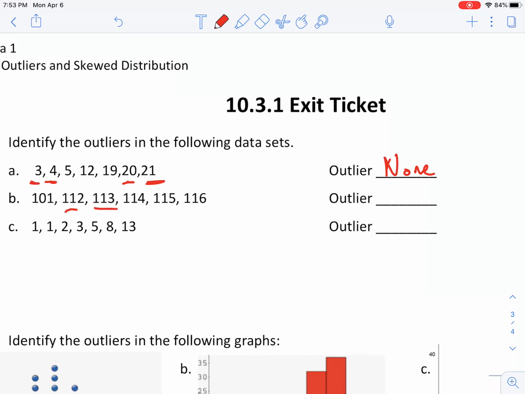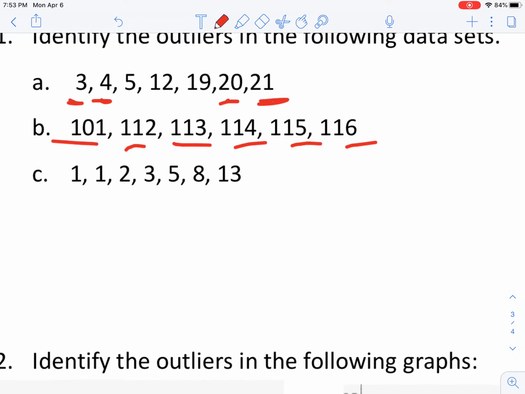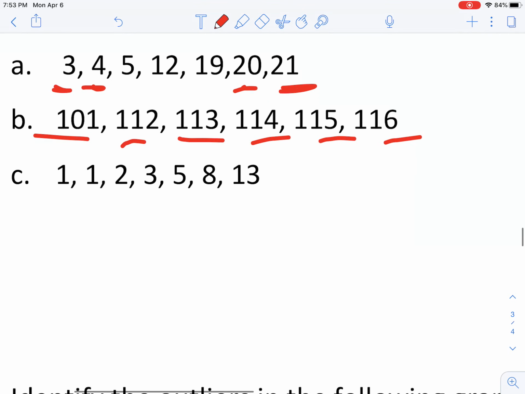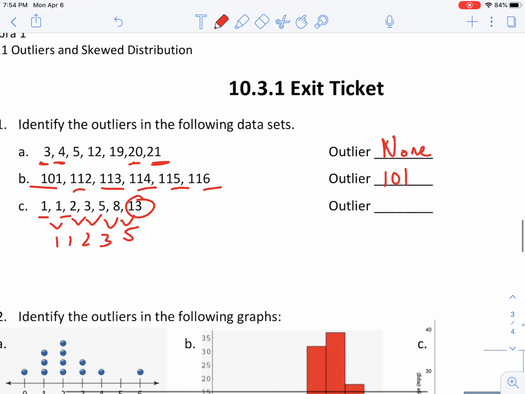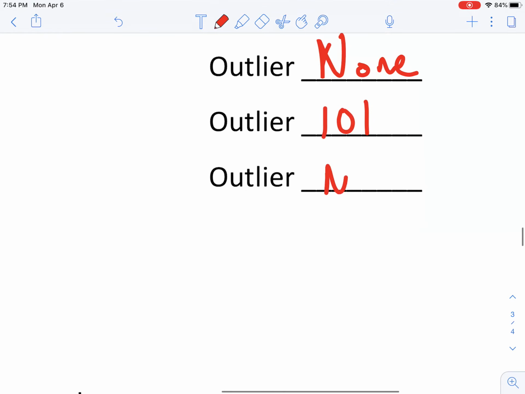In part B, 12, 13, 14, 15, 16, but this one's all the way down to 101, so we're going to say that one's at 101. And then in part C, this is actually the Fibonacci sequence, and the next number in the sequence would be 21, and the next one after that would be 34, and so on. But that's kind of irrelevant for this. Since 1 and 1 are so close together, 1 and 2, you could argue that 13 is an outlier because it is 5 away from the next one, whereas this one's 3. But as you can see, it's not really that far off. So I would argue that this is not necessarily an outlier. So this one actually also has none.